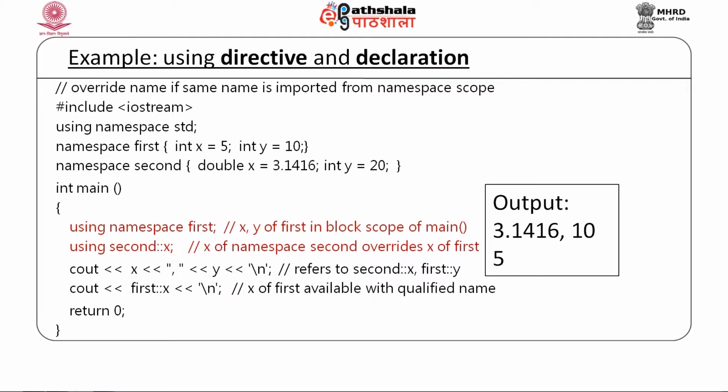To refer to x of first, we will have to use the fully qualified name, because it is overridden by second's x. So, you can see the output: 3.1416 from second x, 10 from first y, and thereafter first x is 5. So, this way we can use directive and declaration. Again, both can be used at block scope, global scope or namespace scope.